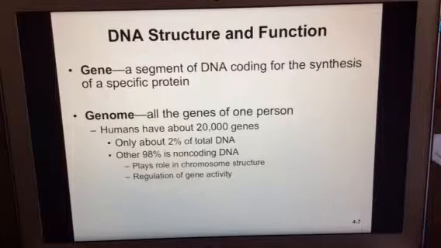And there's lots of DNA that is considered junk DNA and doesn't actually code for anything. If we are talking about all of the DNA of a person, only 2% is actually DNA that codes for genes, whereas the other 98% is called non-coding, or sometimes even junk DNA. Humans have about 20,000 genes, and if we look at all the genes of one person or of one organism, it doesn't have to be a person, we call that their genome.